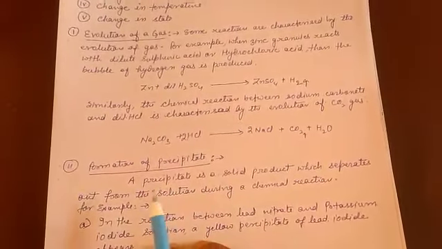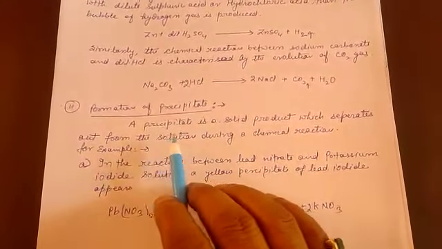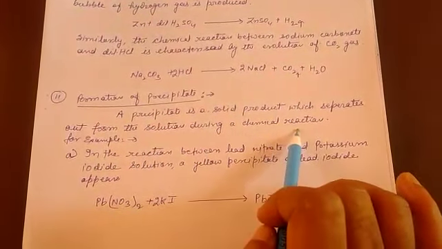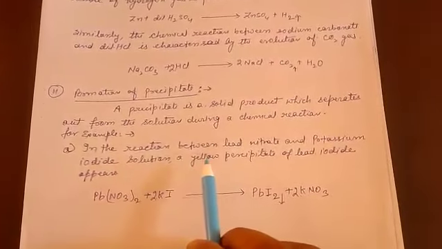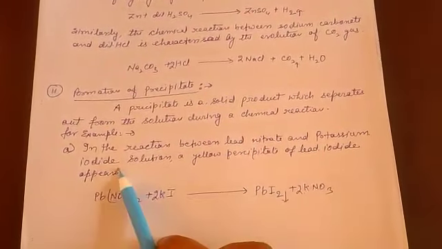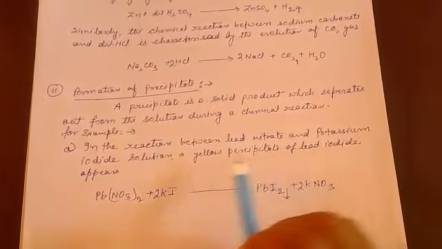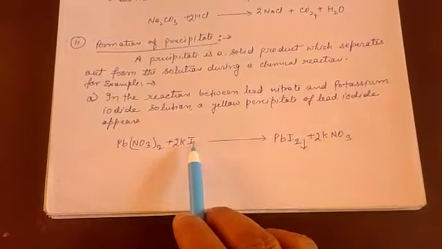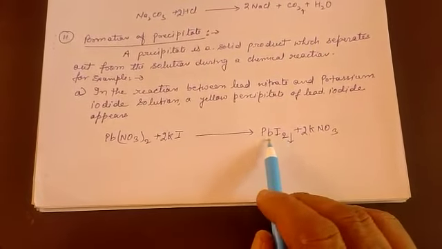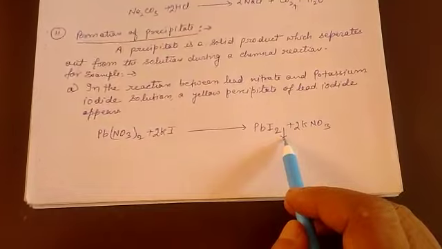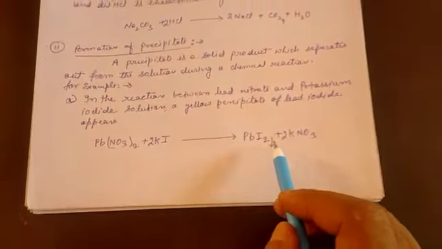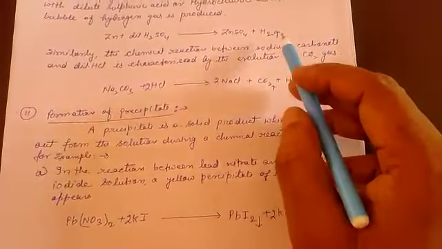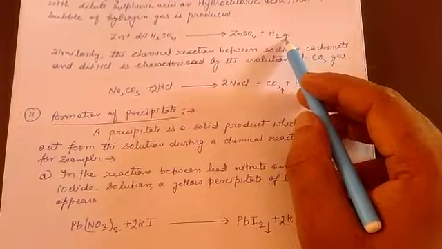Now, second is the formation of precipitate. A precipitate is a solid product which separates out from the solution during the chemical reaction. For example, in a reaction between lead nitrate and potassium iodide solution, a yellow precipitate of lead iodide appears. Means when lead nitrate reacts with potassium iodide, it gives lead iodide, which is a precipitate. This downward arrow sign is the symbol of precipitation, right? And this upward arrow is the representation of gas elimination. Here the hydrogen is also a gaseous elimination.